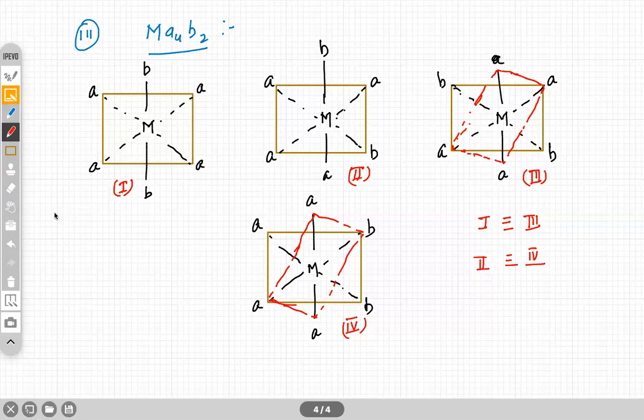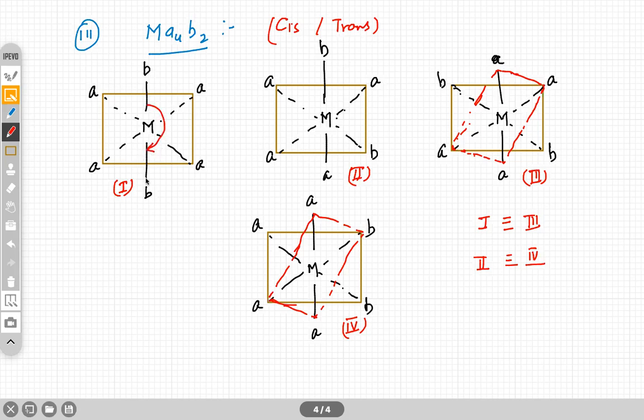This is one of the ways, right? One more way you can think of. We can draw the trans isomer in this. We can define cis and trans isomer here. And cis and trans isomer, we define by the relative position of the atoms. Like you see, if the 2B atoms are present at 180 degree, this is trans isomer.